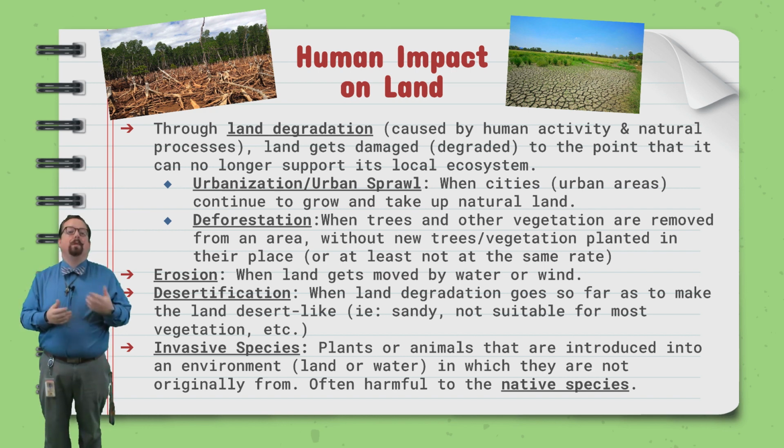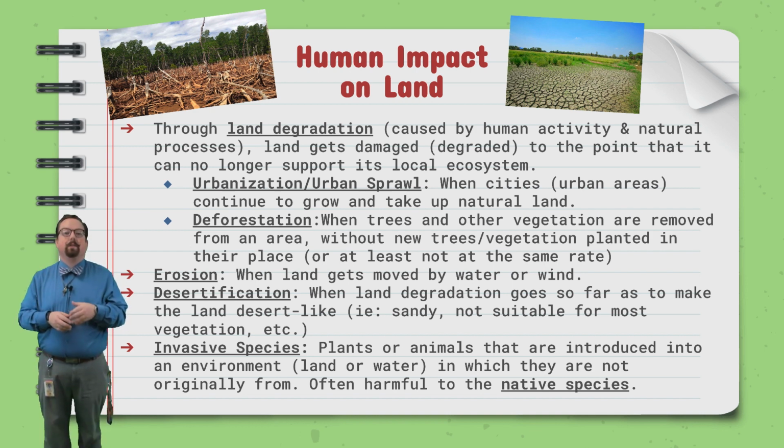When we remove trees, whether we're using them to make something or just to get them out of our way, we disturb the underground root system and loosen the topsoil. When we do this, the soil can more easily be moved by water or wind, which we call erosion. This can lead to the area no longer being able to support plant life, making it more like a desert. This is called desertification.